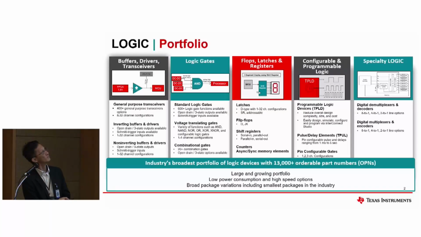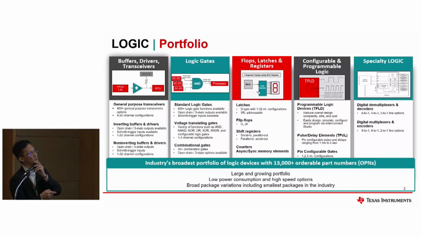Let me start with the so-called logic portfolio, right? In TI, we have 5 product families, which I put over here. We have buffer, driver, transceiver, right? If you look at just the general purpose transceiver itself, we have close to 400,000 products just on the general purpose transceiver, right? Of course, we have the inverting and non-inverting buffers and also drivers. So this is the first product family.